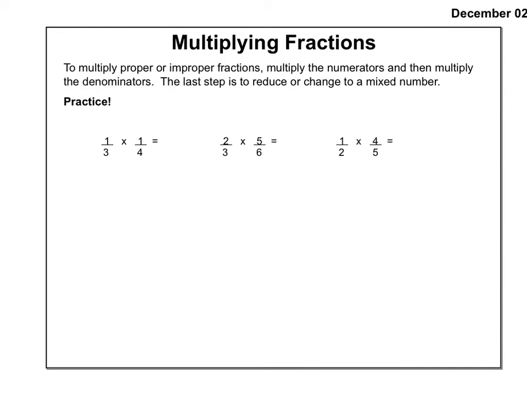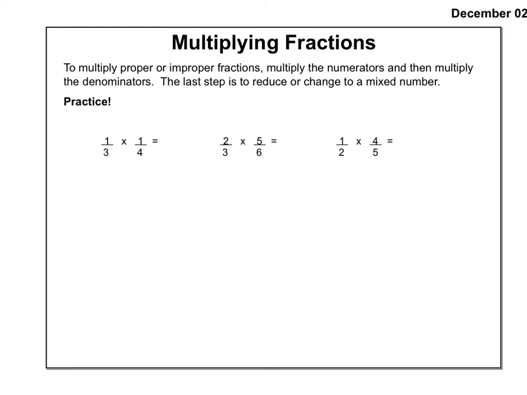Okay, in this lesson, we are going to learn how to multiply fractions. In my opinion, it's the easiest thing you can do with fractions. All you have to do is multiply the numerators together, then multiply the denominators together. Our last step, as always, would be to reduce or simplify the fraction. If we get an improper fraction, we're going to change it to a mixed number.